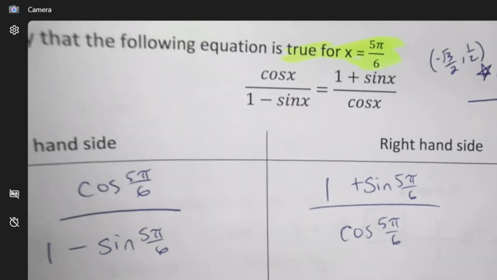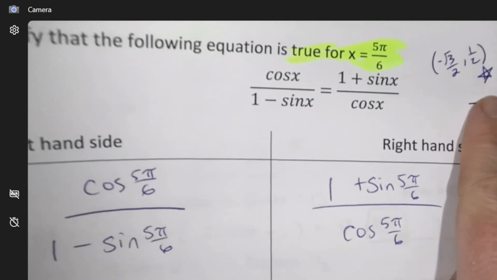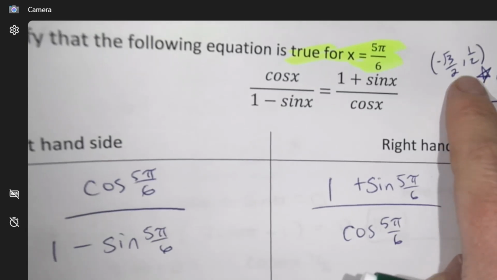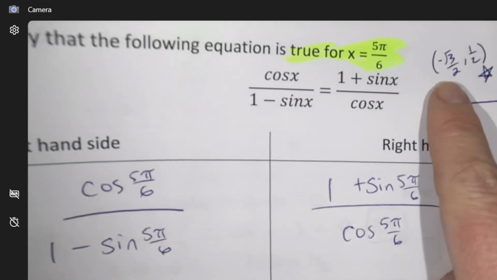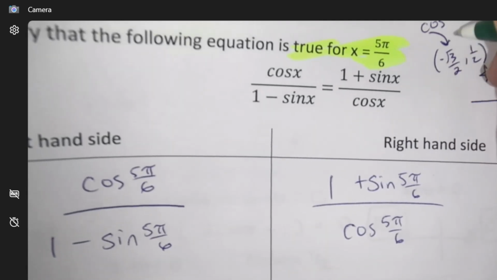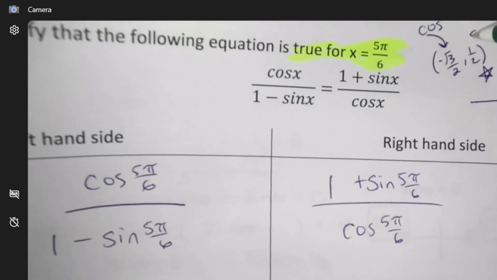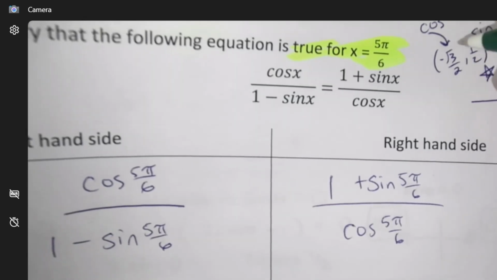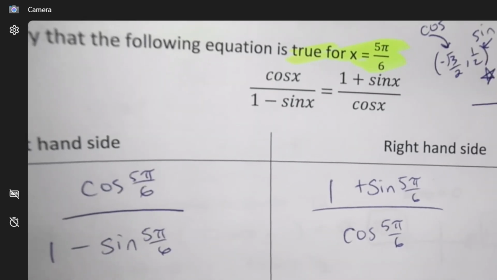Okay, so I'm going to be working with my unit circle stuff because 5 pi over 6 is a unit circle value. So I looked on my sheet and here's the coordinate. Okay, so we know that we're going to use this for our cos stuff, right? And this is our sine stuff. Cos is x, sine is y. Okay, so here we go.